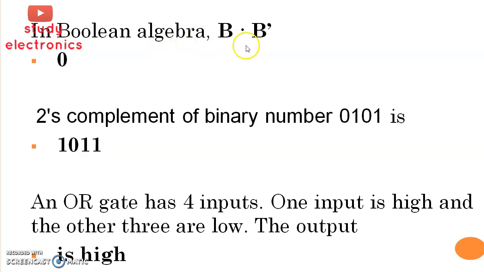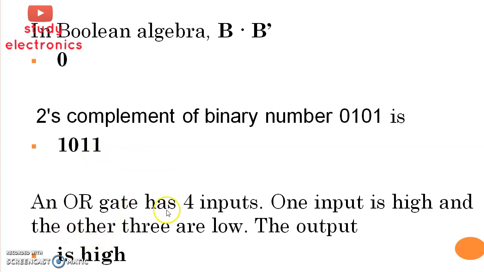Next, in Boolean algebra, B into B bar. B into B bar. Okay. B as 1 and B bar as 0. 1 into 0, 0. 0 is the answer. Next question. 2's complement of a binary number 0101 is, so for taking 2's complement we have to take the 1's complement, that is the opposite of this number, that is 0101 is 1010, and by adding a 1 we get the 2's complement, so the answer is 1011.